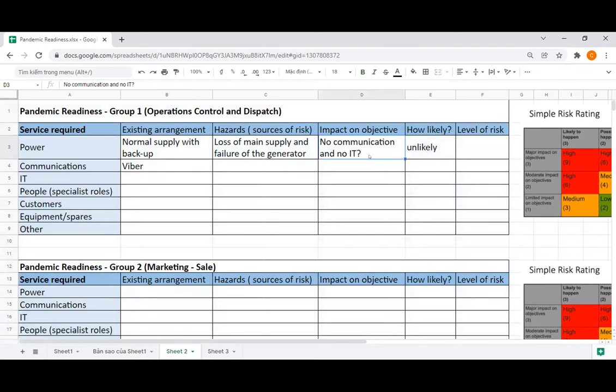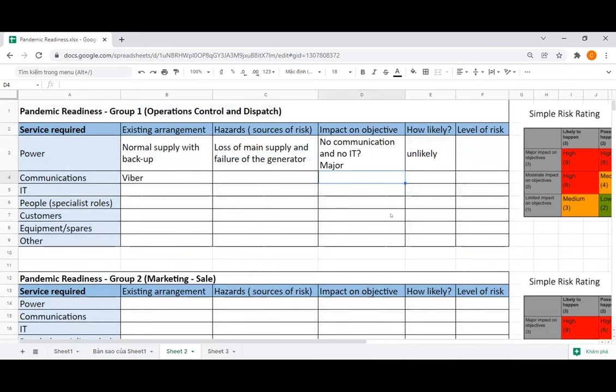Should we add one more column? Or just include it there, maybe? Yeah, major, just major. Unlikely, so we've rated that as medium. Does that make sense to everyone?